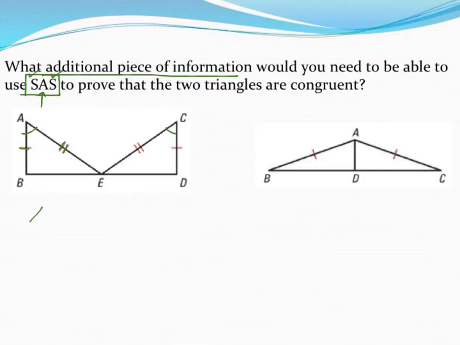And so the piece of information I would need is angle A, and I'm okay to use a single letter because there's only one angle there, is congruent to angle C. And I don't know that that's true. That's what I would need to know in order to use side, angle, side.